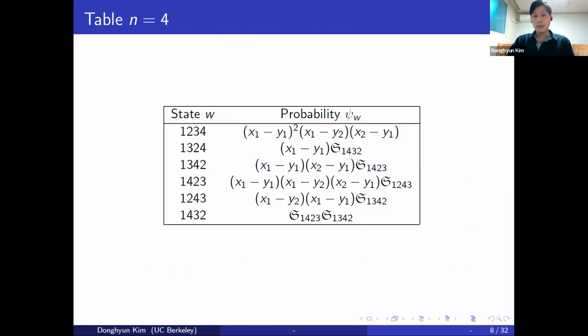And I will give you more examples of the steady state probability, for n equals 4. This is the table, and there are 24 states in the n equals 4 case, but due to cyclic symmetry, it is enough to consider the states that start with 1. So the table shows the 6 states that start with 1, and on the right, you see the probability. And you can see that everything is represented positively in terms of double Schubert polynomials.